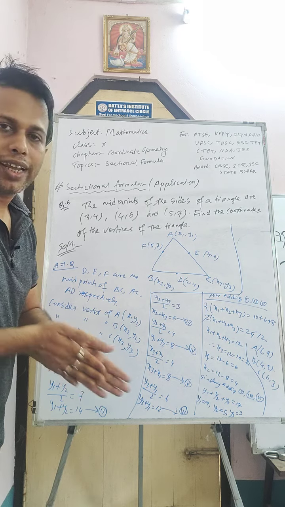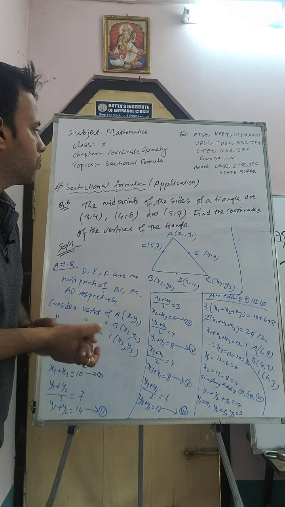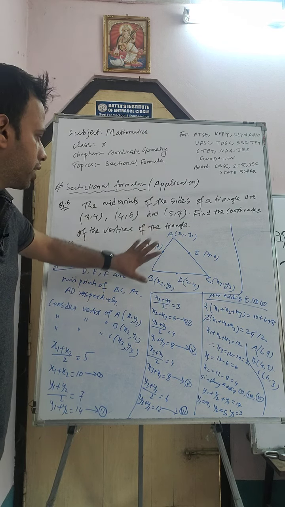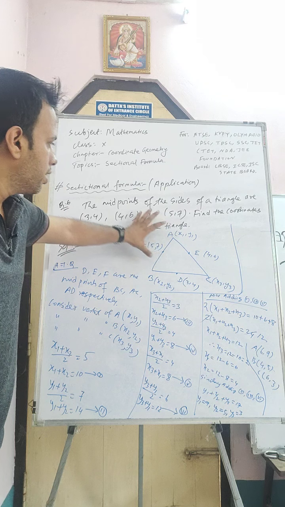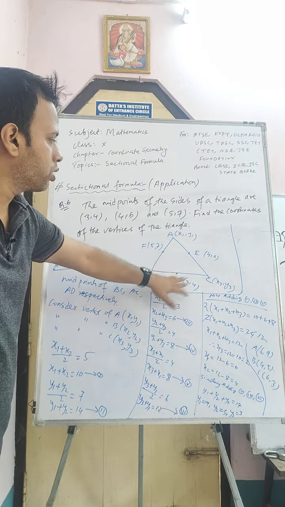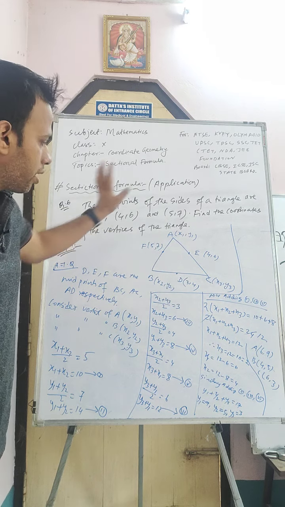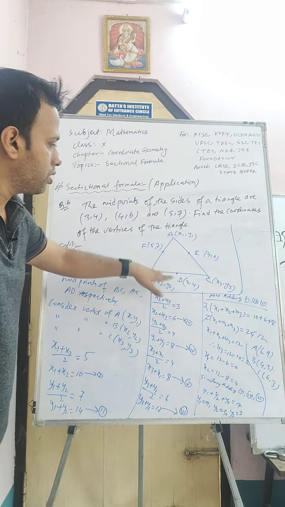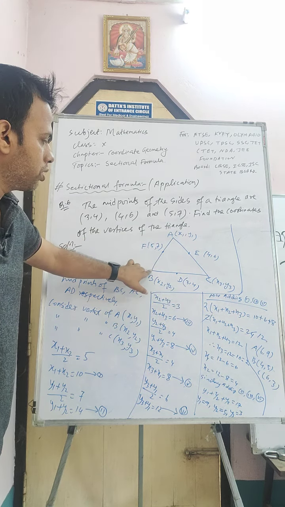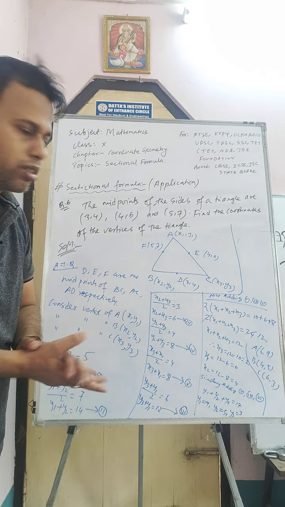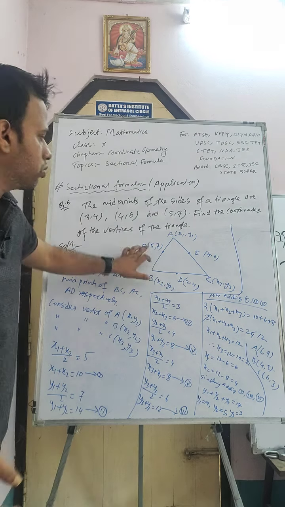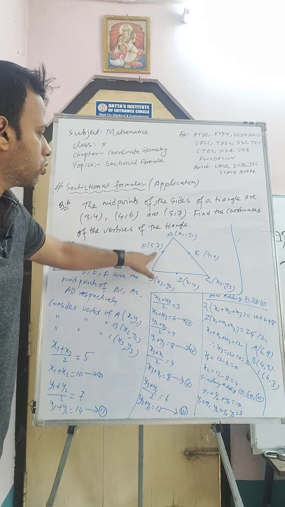So let me explain in 10 seconds again. What is given? The midpoints of the sides of the triangle are given, and we have to find out the vertices of the triangle. So I draw the triangle, and D, E, F are the 3 midpoints, and I put the values, and after that we have to find the vertices A, B, C. For that I consider vertex of A is x1, y1, vertex of B is x2, y2, and vertex of C is x3, y3. Now according to the question, this is the midpoint. So x1 plus x2 by 2 equal to 5, y1 plus y2 by 2 equal to 7.